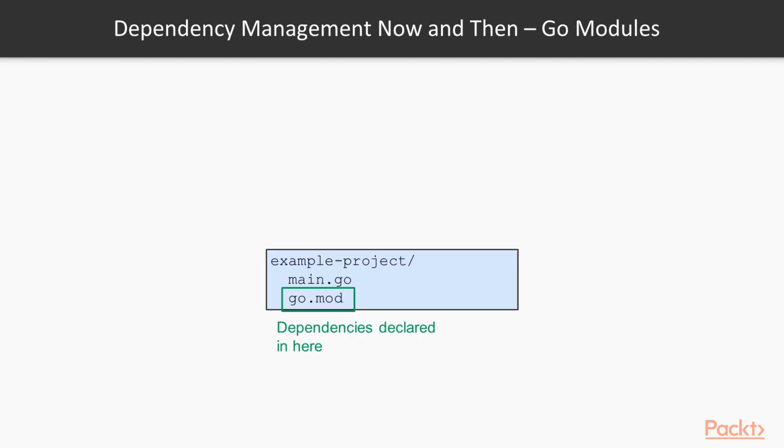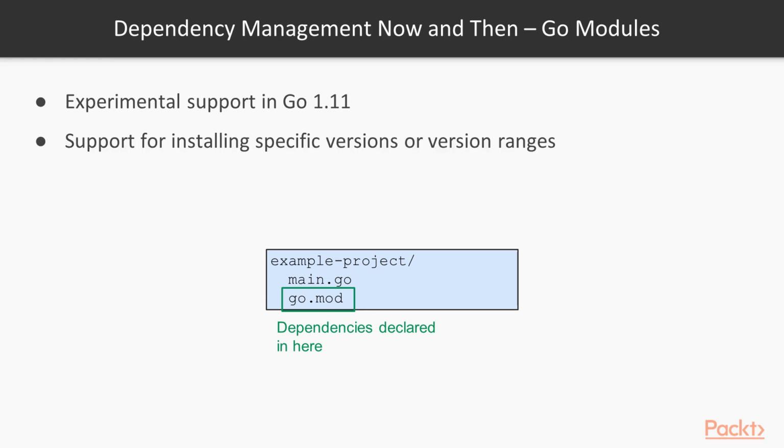Go modules is an even newer approach to handling dependencies in Go. Experimental support for Go modules has been introduced in Go 1.11, which is incidentally also the most current version at the time that I'm recording this course. Go modules allow you to require specific versions of dependencies in your software, and, more importantly, do not require a correctly set up Go path.